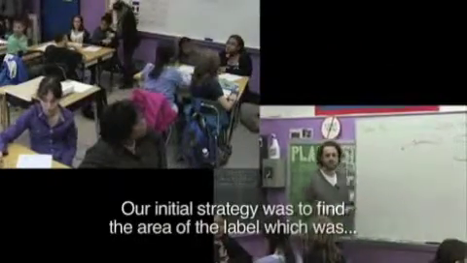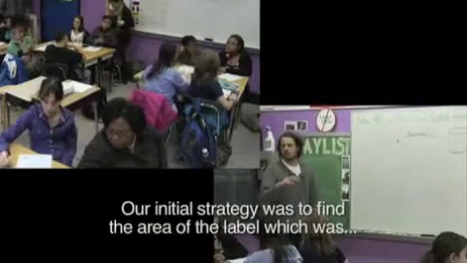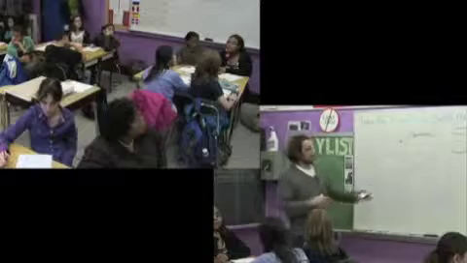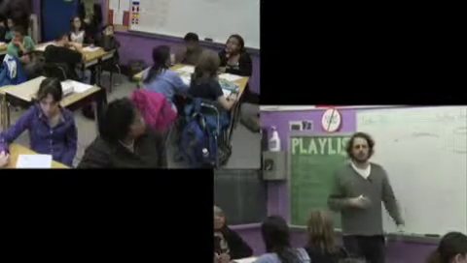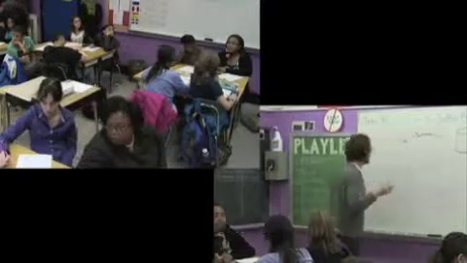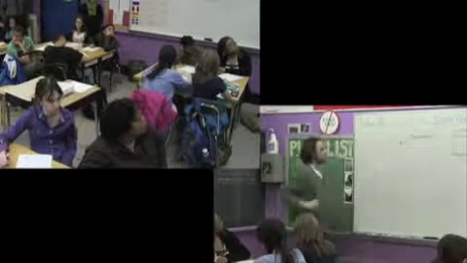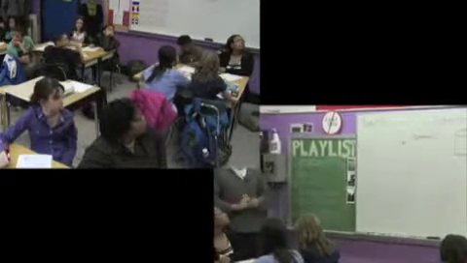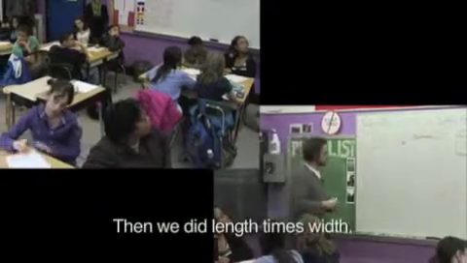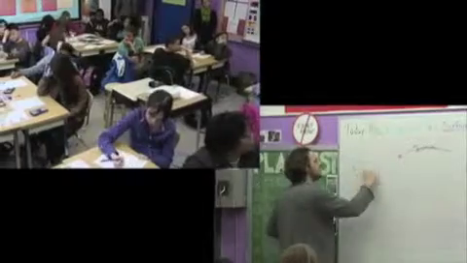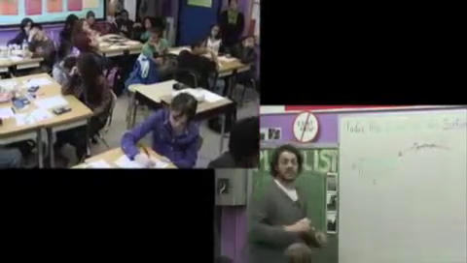Our initial strategy was to find the area of the label. Well, hold on 1 second. You say area of the label. Like, I'm looking at a can. What did you do with the label? We took it off and. And what did it look like? It looked like a rectangle. It certainly did. Then we did length times width. Well, okay. So you had a length here and a width there, and you found the area of the rectangle. I agree with you. Good.